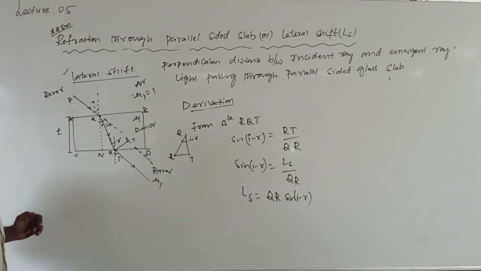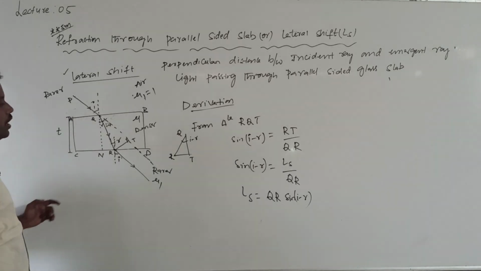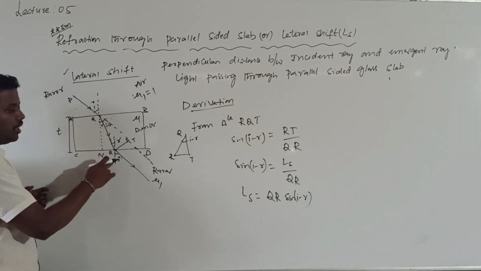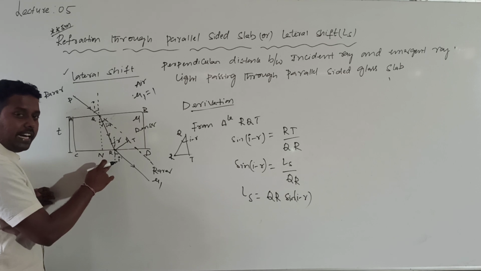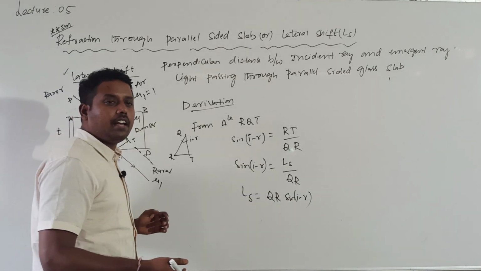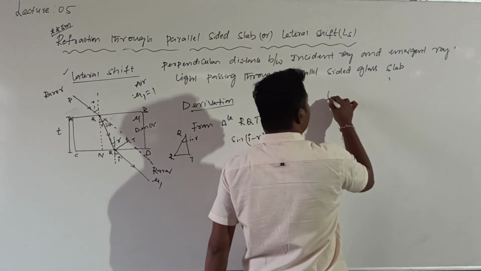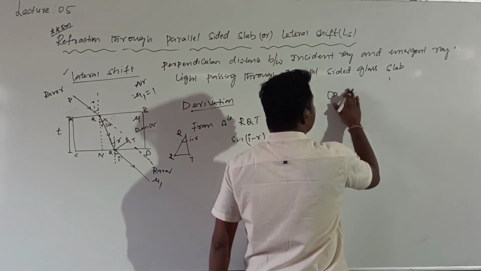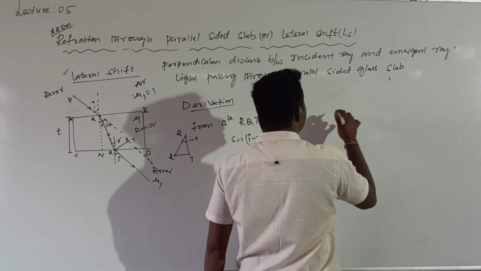From this, the LS value is equal to QR into sin(i minus r). So to calculate the QR value, what is QR? QR is the distance travelled by the light ray inside the glass slab. This distance is also called the optical path. What is the meaning of optical path? The distance travelled by the light inside the glass slab.